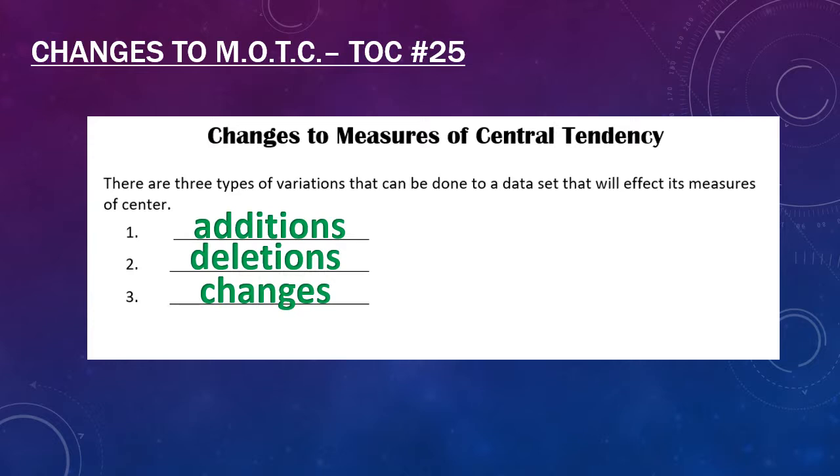For example, if you have a bunch of grades and you retake a test and you do better on a test, that means your grade changes from a lower score to a higher score. So again, the three variations that can change: you can add a number to a data set, you can delete a number from a data set, or you can change a number within a data set, and those will affect the mean, median, or mode of that data set.